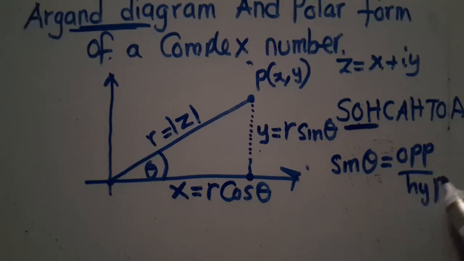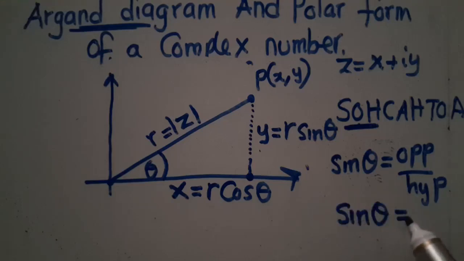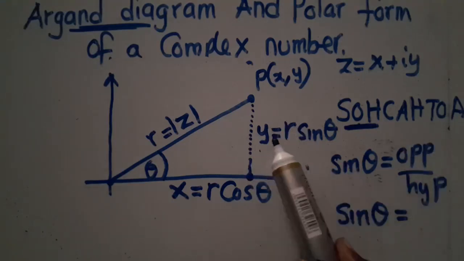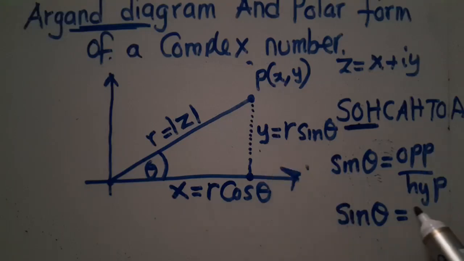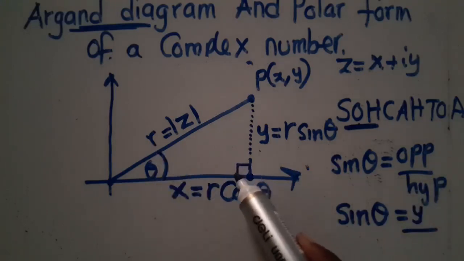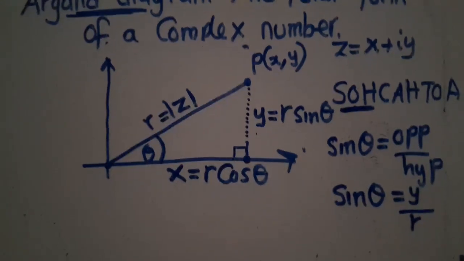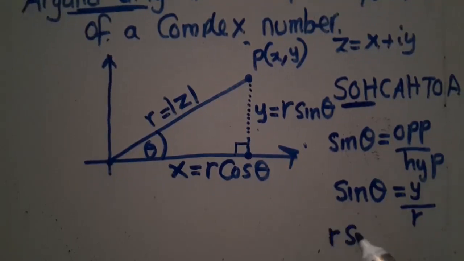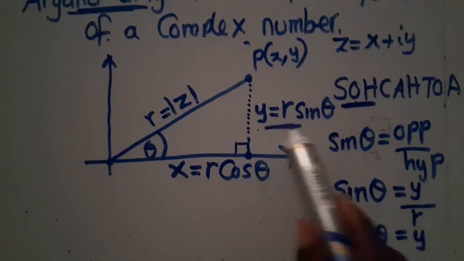Maybe I explain a bit, maybe for someone who is confused on this part. So sine theta is equal to, what is our opposite? Our opposite is y there. So I say y over what? What is the hypotenuse? The hypotenuse is this one. Here we've got a right angle, so that is my hypotenuse. This is r there. So if I cross multiply, what am I going to have? I'm going to have r sine theta is equal to y, which is just the same as that one which I've written there.